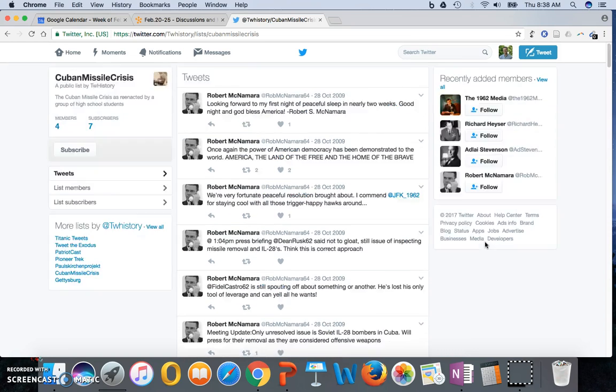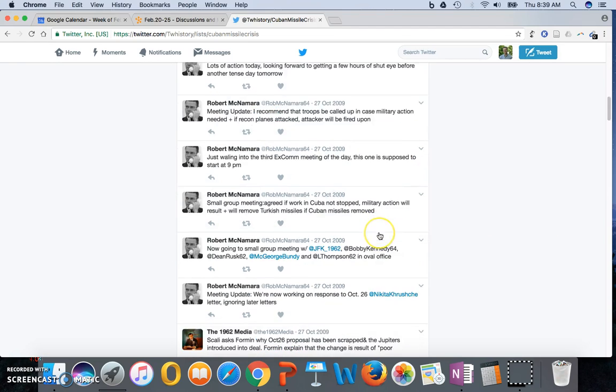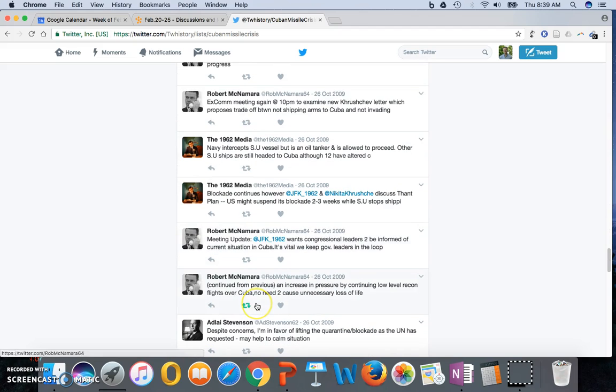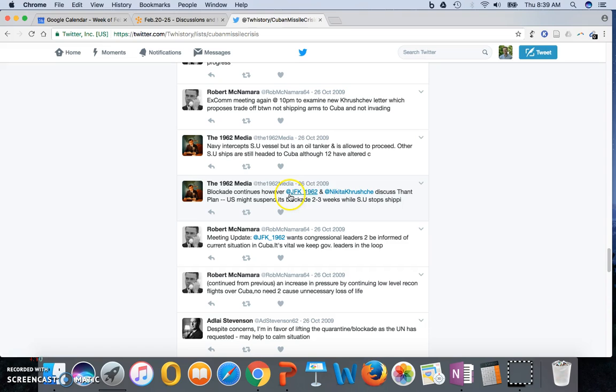And what they're supposed to do is they reenact the actual activity, such as the Cuban Missile Crisis that happened years ago. And they need to tweet about that activity. So this one says, once again, the power of American democracy has been demonstrated to the world. America, the land of the free and the home of the brave. If we look earlier during the crisis, we have a blockade continues. However, JFK and Nikita Khrushchev discuss the plan. U.S. might suspend its blockade 2 to 3 weeks while the Soviet Union stops shipping. Again, it's only 140 characters, so you have to really fit things in there.